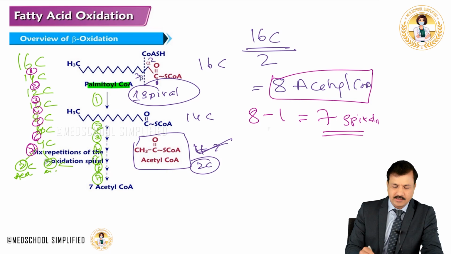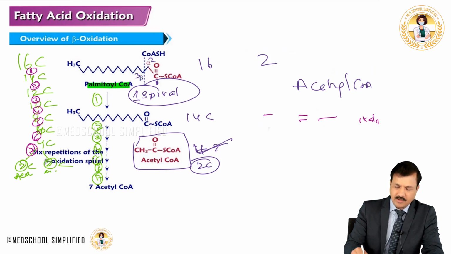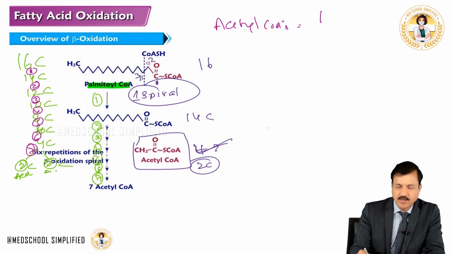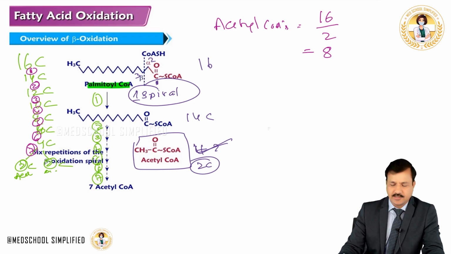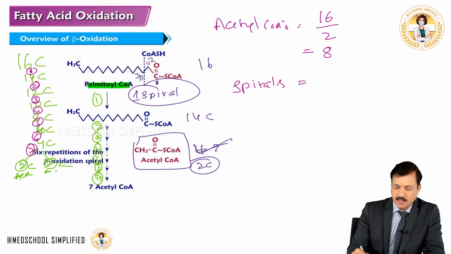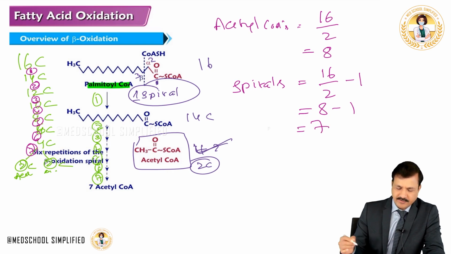So the other way of knowing the number of spirals and also the number of acetyl-CoA is this: to get the acetyl-CoA number, you take the total number of carbons in the fatty acid. Here it is 16 carbons, so 16 divided by 2 equals 8. So 8 acetyl-CoAs. And to know the spirals, all you need to do is 16 divided by 2 minus 1. So that will be 8 minus 1 equals 7 spirals.